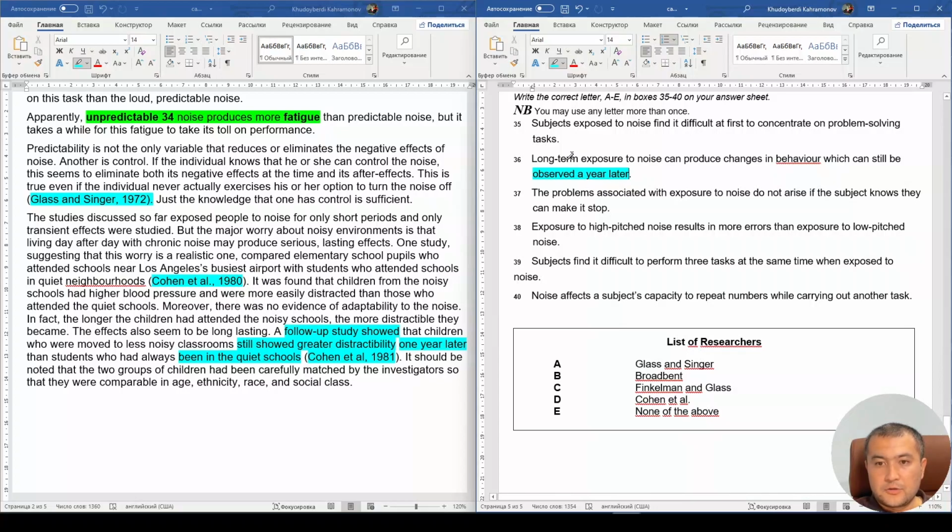And long-term exposure, which means the longer, you see? The longer children had attended the noisy schools, the more distractible they became. So produce changes. Of course, changing, because the longer, the more distractible. That's why changing. And this one should be D. Okay.